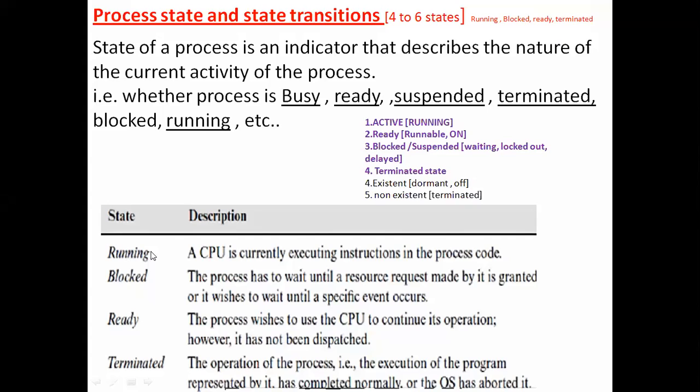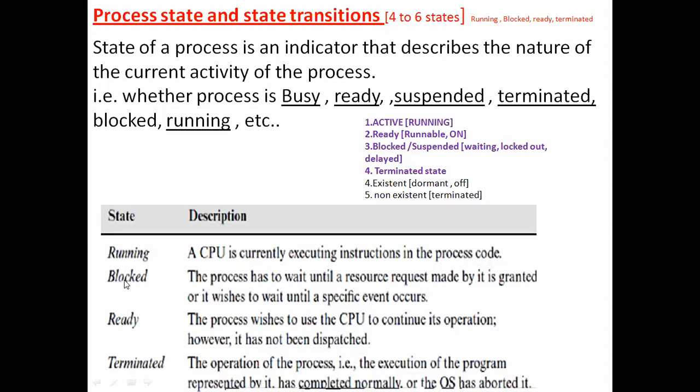This means that the CPU is currently executing the instructions in the process code. Like the CPU is busy executing, say, the P1 process, means that particular P1 process is currently having the CPU with it, right? Hence I can say that the P1 process is now in the active state or in the running state. So this running state is also called the active state. Why? Because currently the CPU is executing the process P1, hence P1 is in the active state or in the running state.